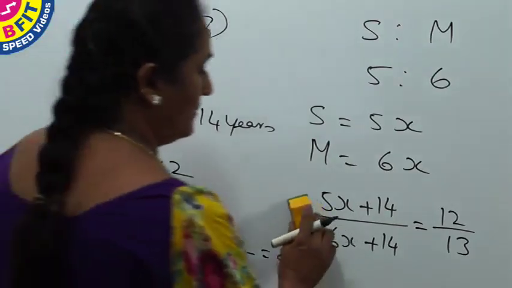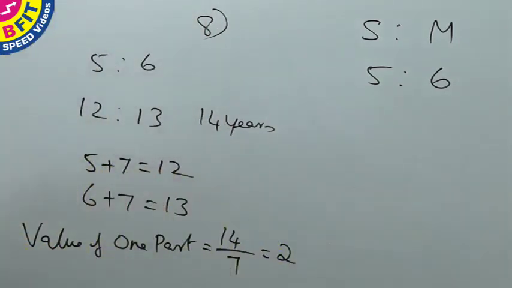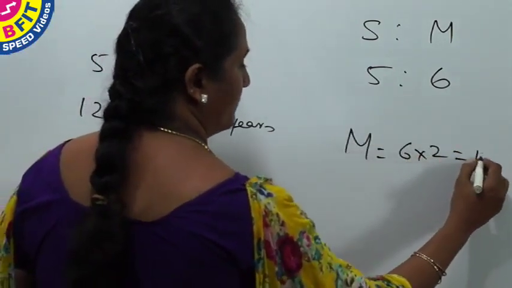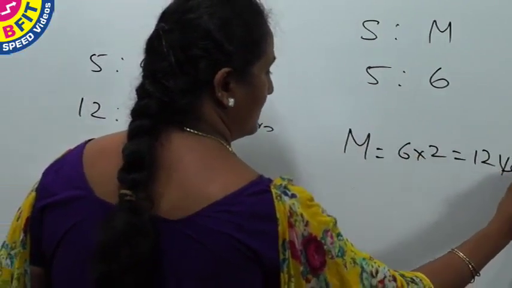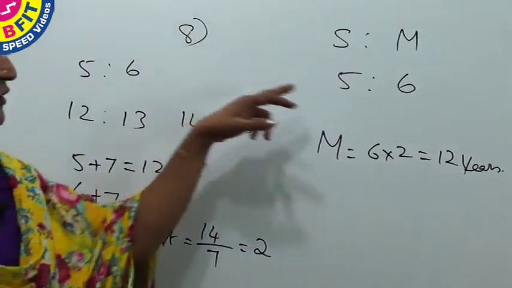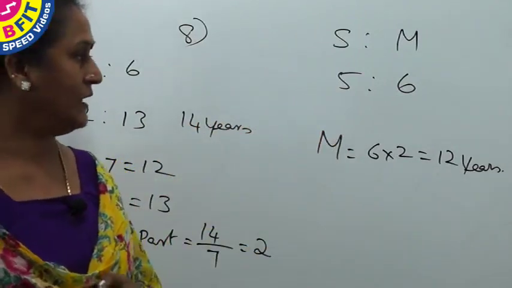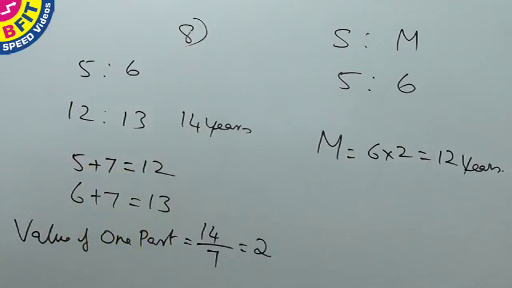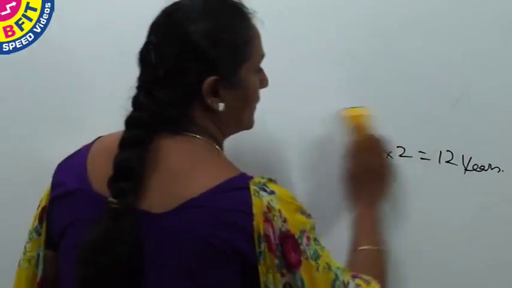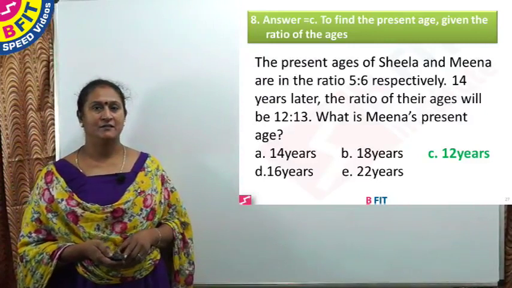So now we need Meena's present age. The present ratio is 5:6 and Meena's age is 6 parts. So 6 into 2, so 12 years. If Sheila's age is asked, then 2 into 5, 10 will be the answer. Here Meena's age is asked, which is equal to 12. And the answer for question number 8 is option C, 12 years.